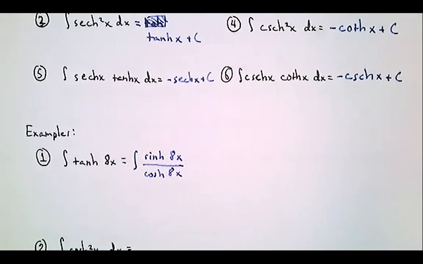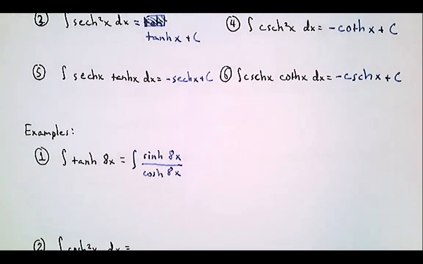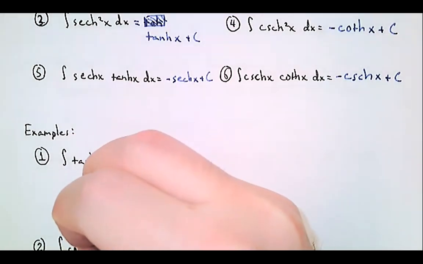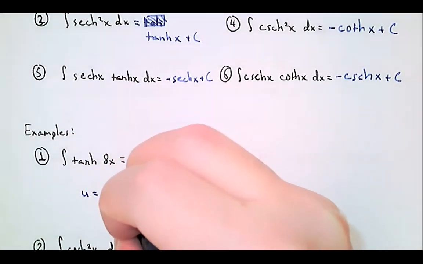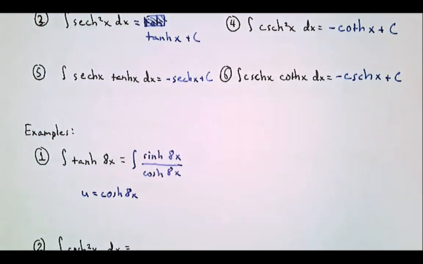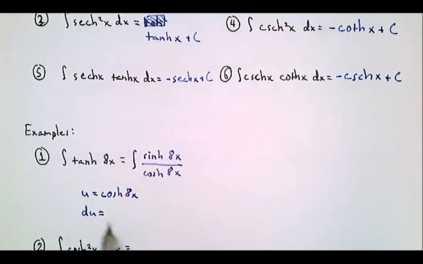Okay, and what we did, let's see, which section was this? I guess when we were learning about the logarithm, that's where we learned how to integrate tangent. What we did was we did a u substitution for the denominator. So in this case, u would be cosh of 8x. And then we need a du. What's the derivative of cosh? Anyone?